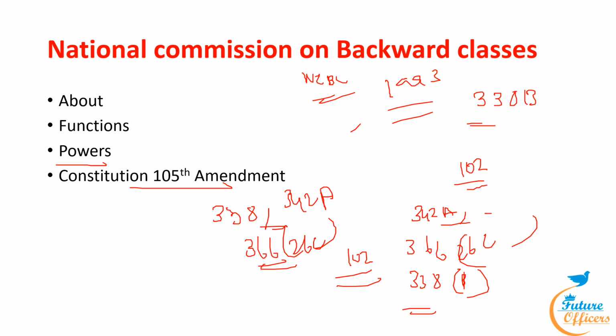342A dealt with the central list of socially and educationally backward classes, and 366(26)(c) defines socially and educationally backward classes. So, the Constitution 105th Amendment enables states and union territories to prepare their own list of socially and educationally backward classes. Article 338B of the Constitution mandates that the central and state governments should consult the NCBC on all major policy matters affecting the socially and educationally backward classes.